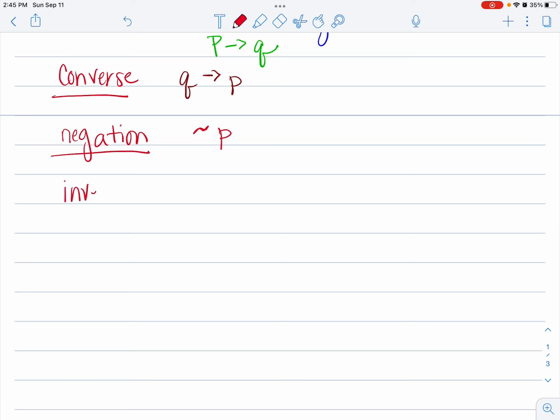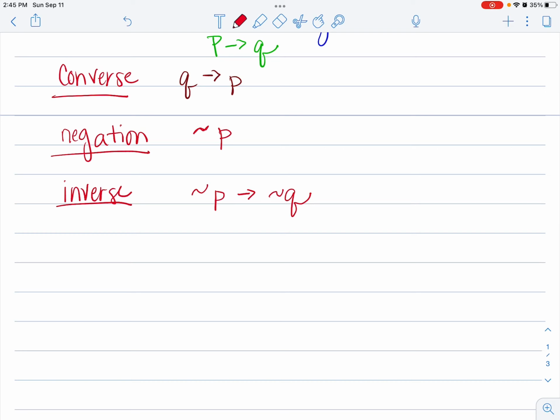An inverse is where you use the negation on both the hypothesis and the conclusion. So in symbols, that would be if not P, then not Q. I said Q and I wrote P. Let's try that again. There we go. So the inverse is where you add the word not or do the opposite of both the hypothesis and the conclusion of a conditional statement.